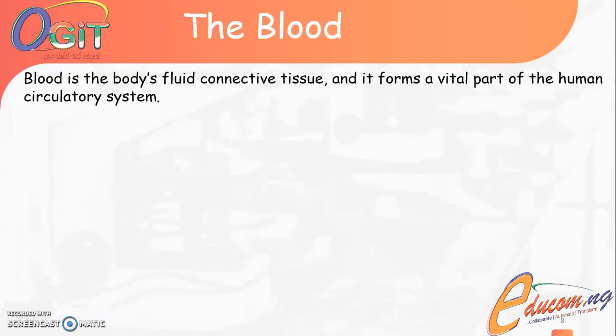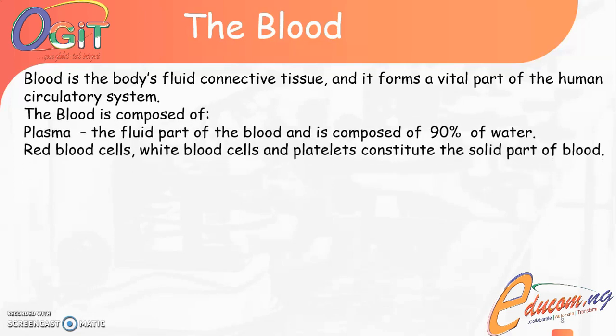The next I'll be talking about is the blood. The blood is the body's fluid connective tissue, and it forms a vital part of the human circulatory system. Blood is mainly composed of plasma. Plasma is the fluid part of the blood and is composed of 90% of water. Red blood cells, white blood cells, and platelets constitute the solid part of the blood.